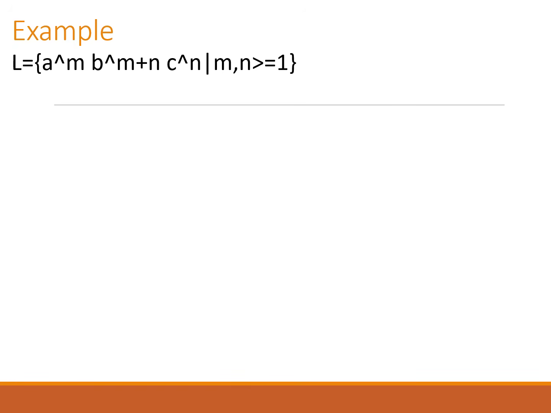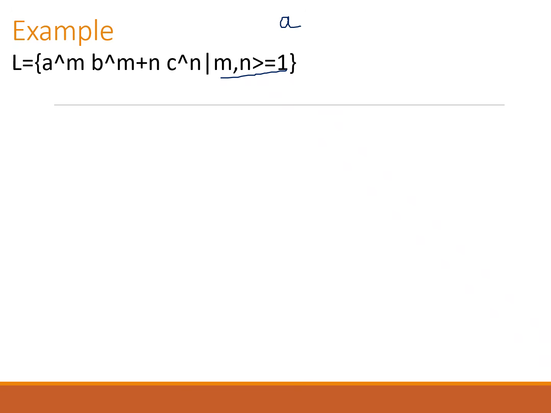Okay, now let us do one more example here. If you see here, it says A should be appearing some m number of times, C should be there n number of times, and the B which is there in the middle of A and C, that should be the sum of the number of A's and C's. For example, again, m and n should be greater than or equal to 1. So at least one occurrence is required.